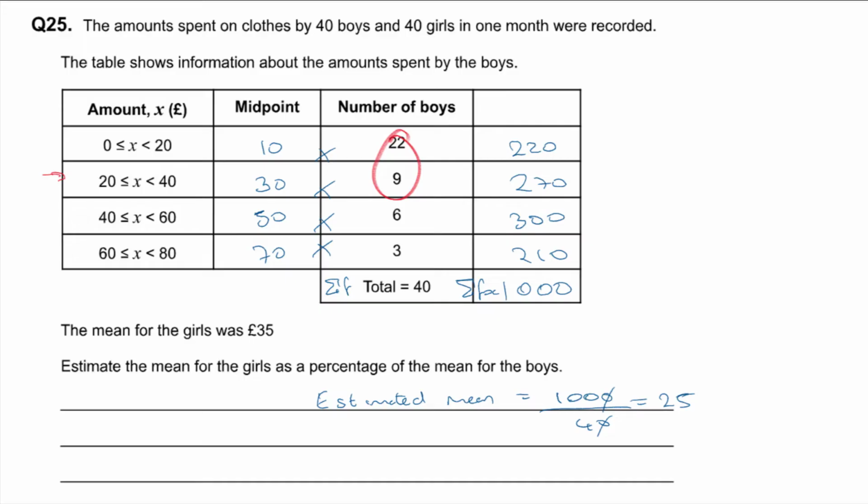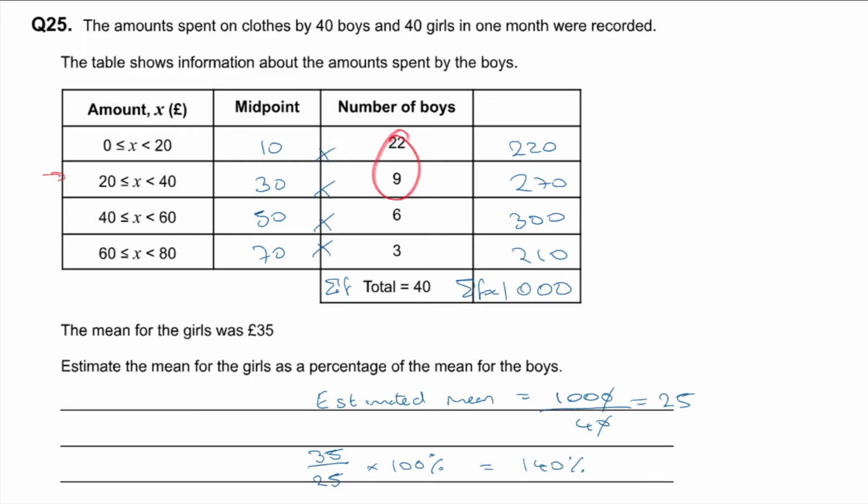So we know that the estimated mean for the boys is 25. We know that the mean for the girls was 35. Estimate the mean of the girls as a percentage of the mean of the boys. So girls as a percentage of the boys would be the girls amount, which is 35, as a percentage of the boys amount. So it's going to be 35 over 25 times 100. 35 divided by 25 times 100 comes to 140%.